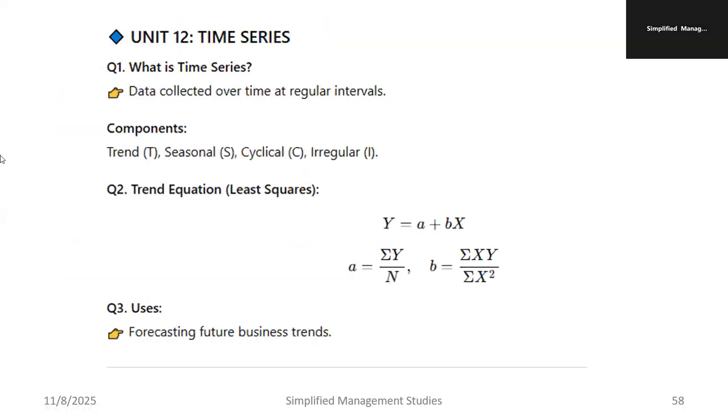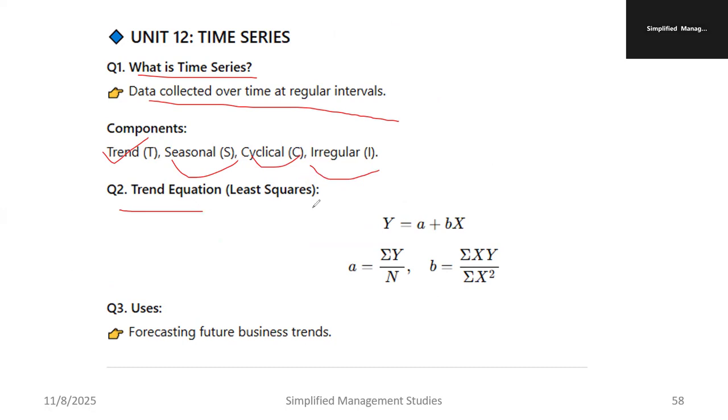Coming to unit number 12, that is time series analysis. What is time series? Data collected over time at regular intervals is known as time series. Example, what are the components? So one is trend, other one is seasonal, later on cyclic, and last one is called irregular.